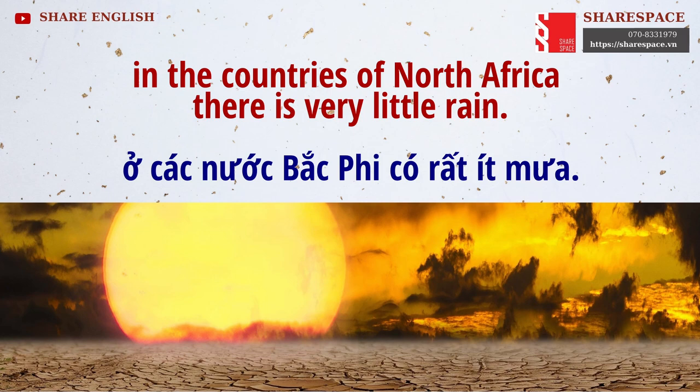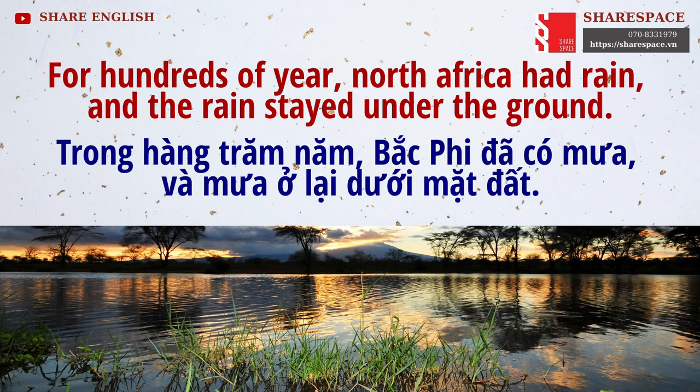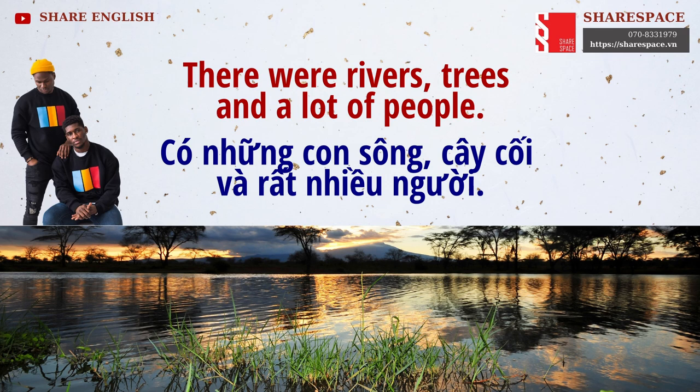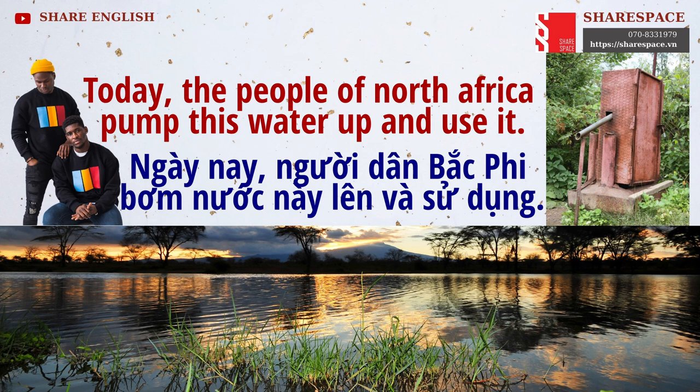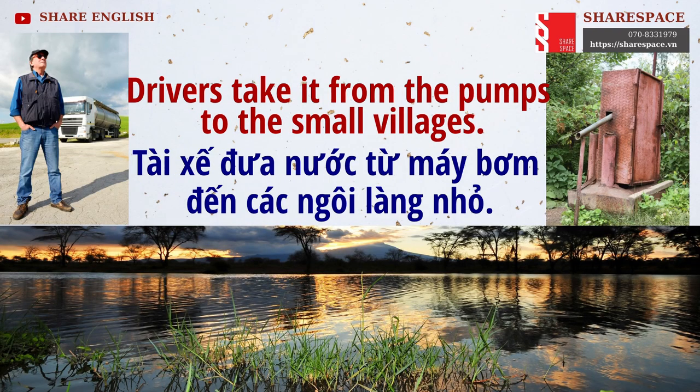In the countries of North Africa, there is very little rain, but under the ground, there are great lakes of fresh water. For hundreds of years, North Africa had rain, and the rain stayed under the ground. There were rivers, trees, and a lot of people. Today, the people of North Africa pump this water up and use it. Saudi Arabia and other dry countries also use groundwater. Drivers take it from the pumps to the small villages.